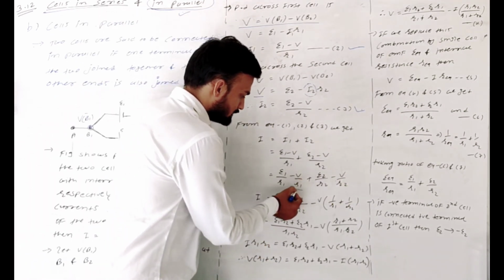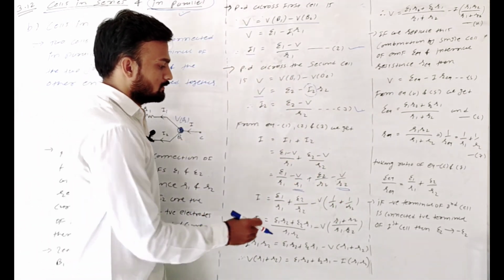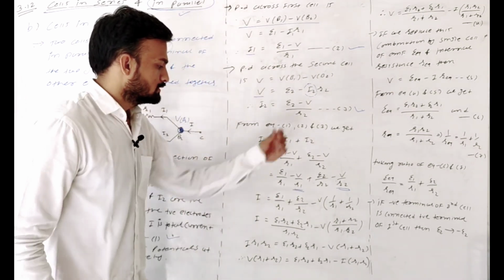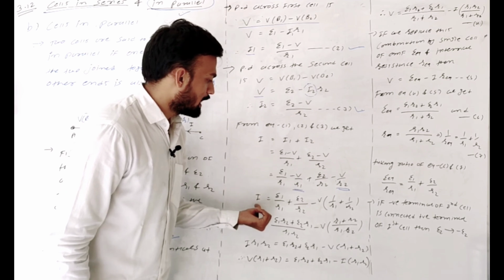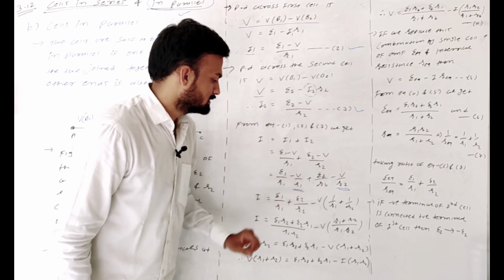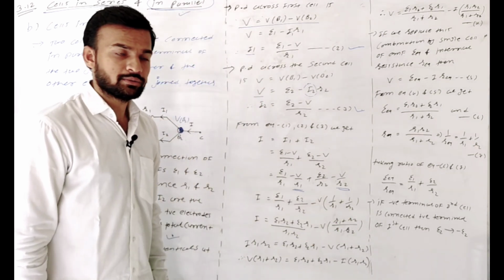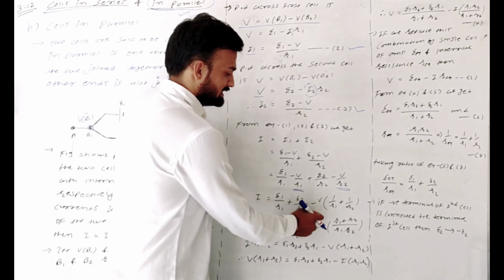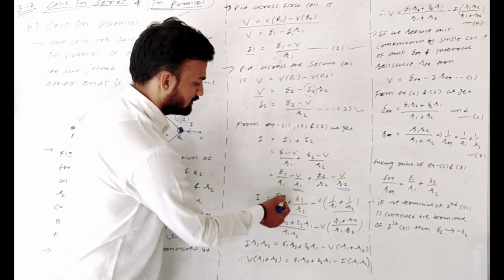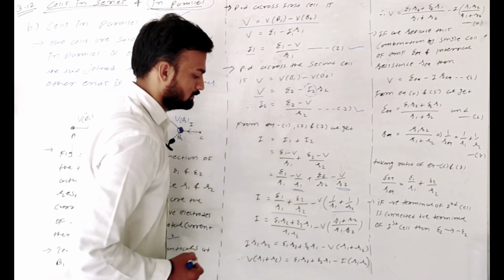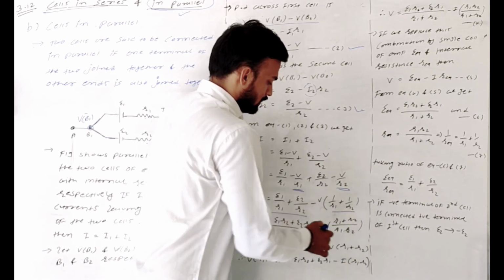Now you can see that in the second and fourth terms, V is common. Simplifying this relation, I get the current I is equal to E1 by R1 plus E2 by R2, minus V times 1 over R1 plus 1 over R2. Now taking the LCM in both terms, you will get I is equal to E1 R2 plus E2 R1 upon R1 R2, minus V times R2 plus R1 upon R1 R2.